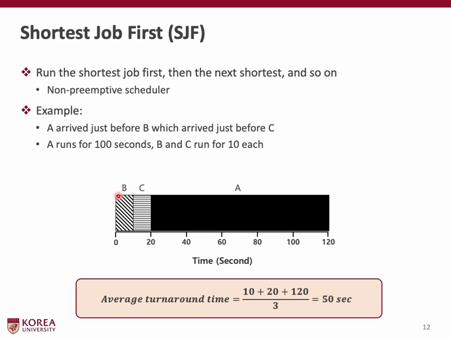This means B finishes at 10, C at 20, and A at 120. So the average turnaround time is now just 50 seconds, much better than the 110 seconds we got with FIFO. This clearly shows how choosing the right job order can make a huge difference in performance. In fact, under our current assumptions, SJF gives us the optimal turnaround time.